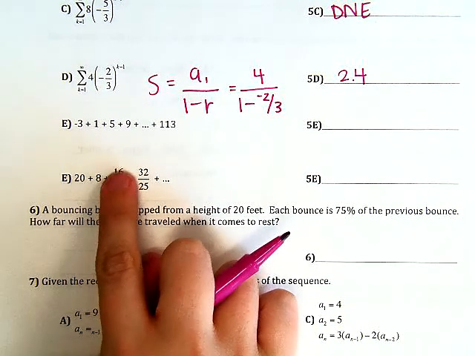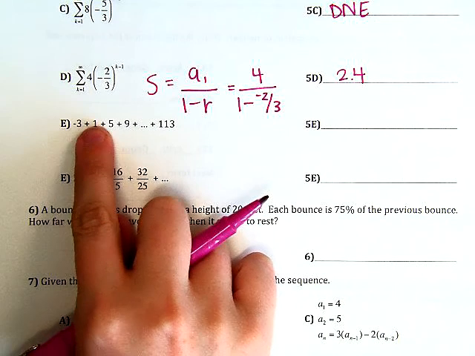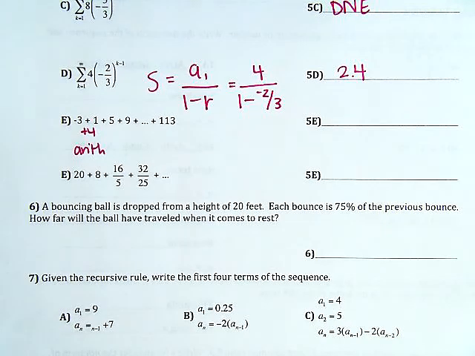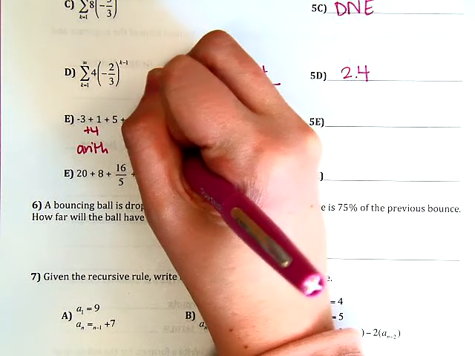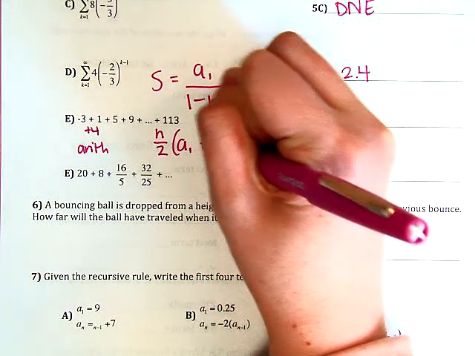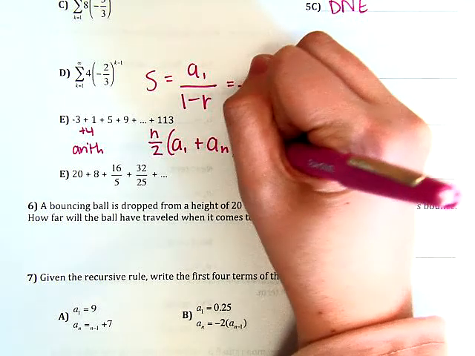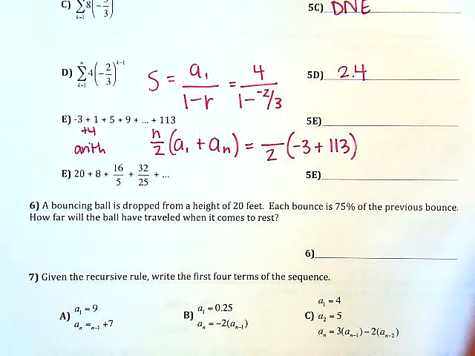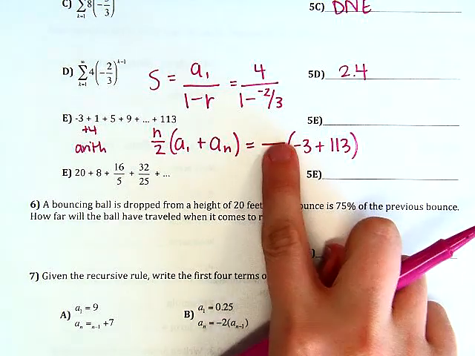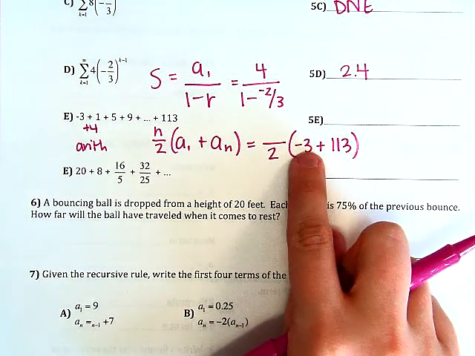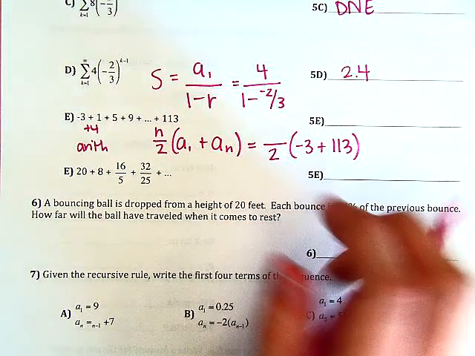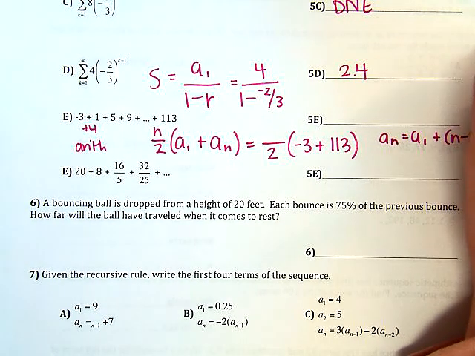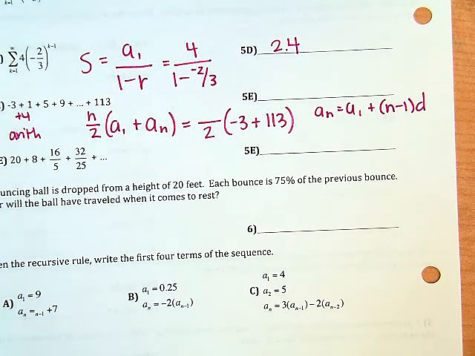Next one is not in summation notation, but we can still figure it out. Well, what's my pattern here? It looks like I'm adding 4, so that's going to be arithmetic. For arithmetic, it's n over 2, my first term plus my last term. So, we don't know how many we're adding up, but we have our first term and we have our last term. To figure out the n value, I go to my formula for setting that up.